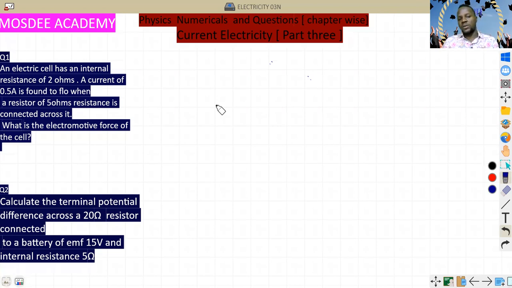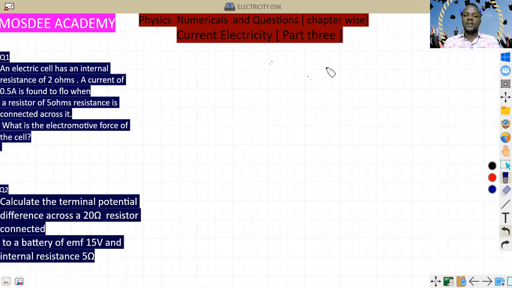The first question we have before us says: an electric cell, that is a battery, has an internal resistance of 2 ohms. A current of 0.5 ampere is found to flow when a resistor of 5 ohms resistance is connected across it. What is the electromotive force of the cell?